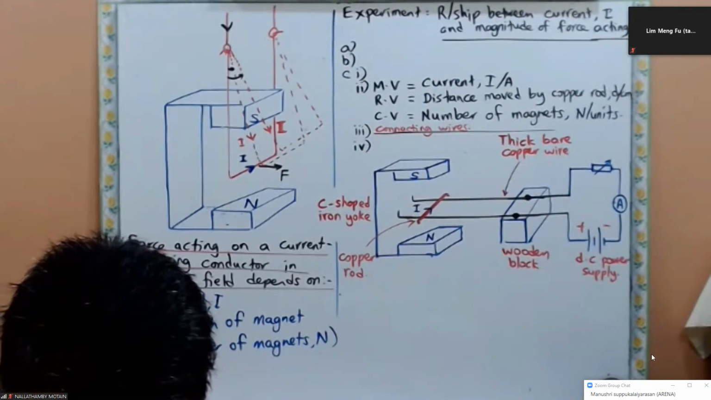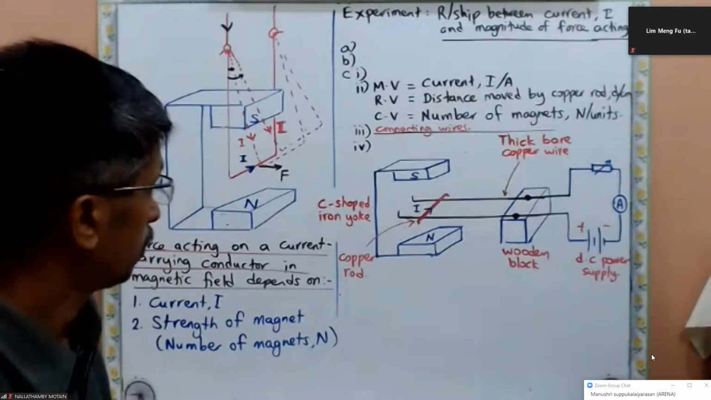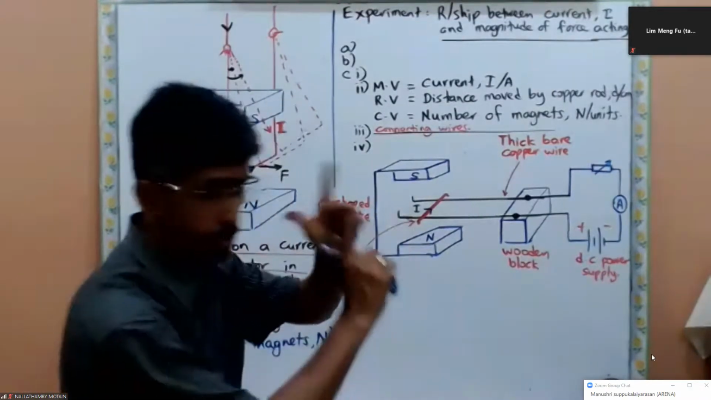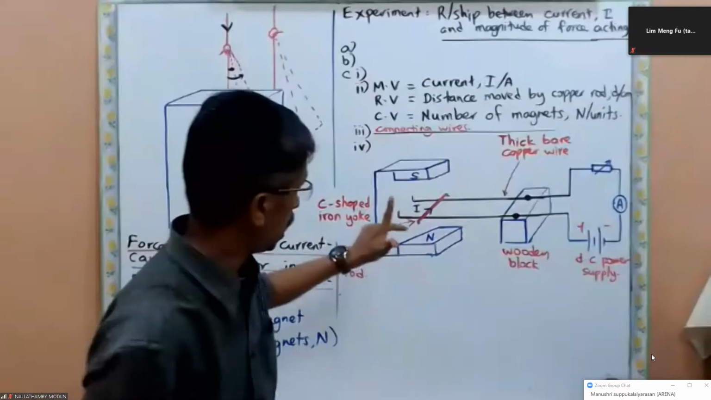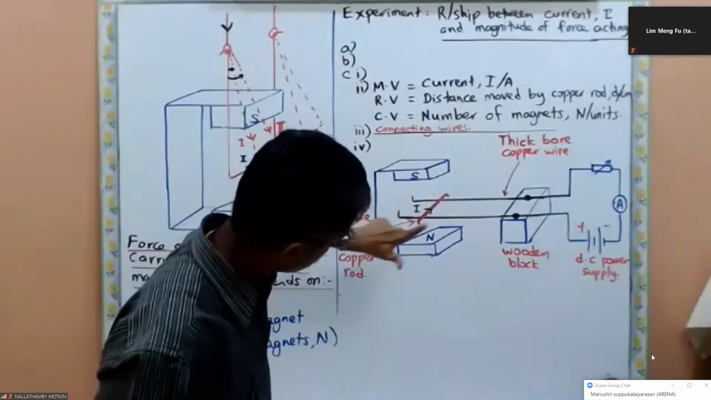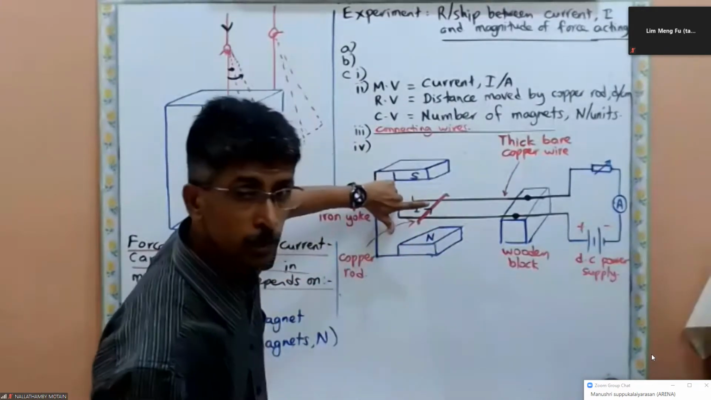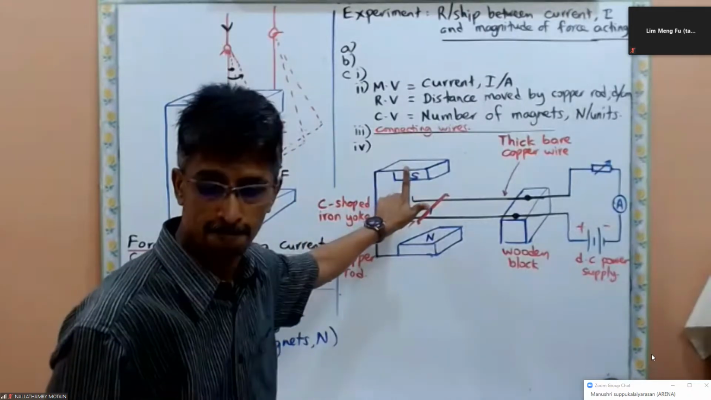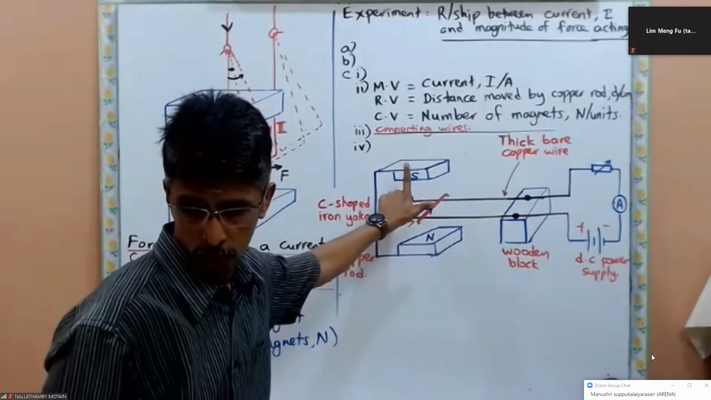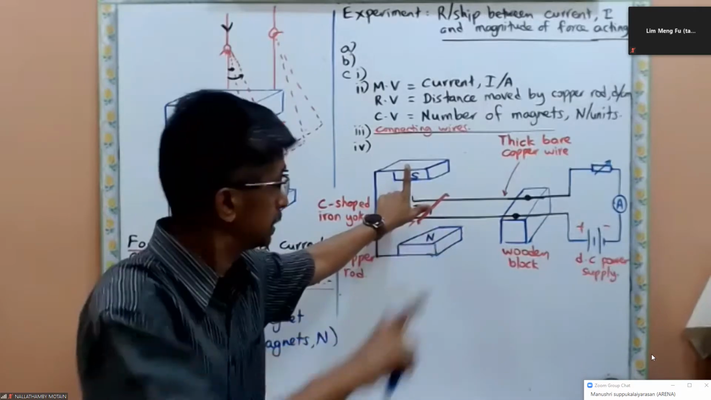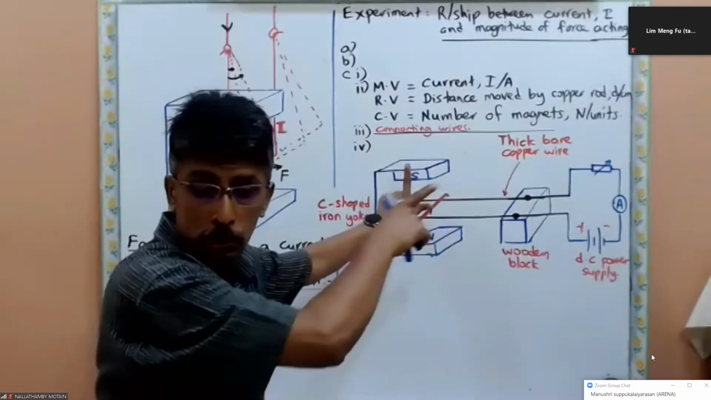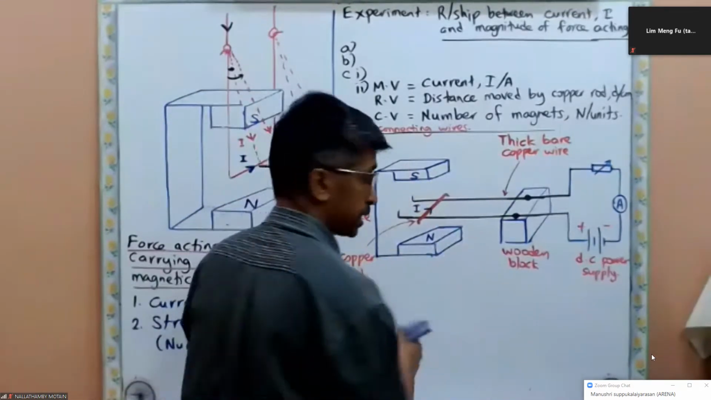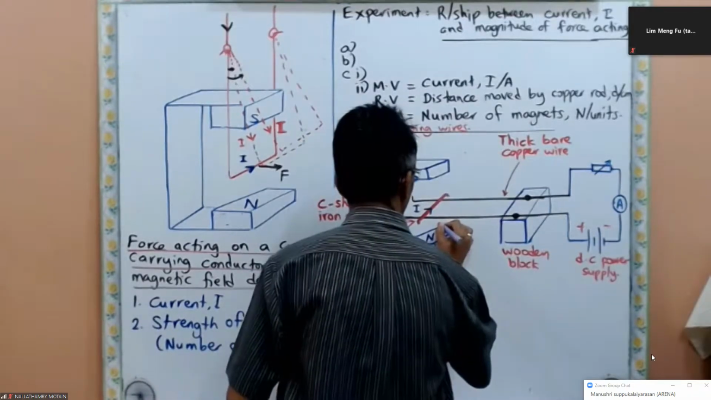Answer? Move to the right. Yes, right. Okay, let's check. Current is going in, from here in, not to south. Your thumb points where? To the right. So this conductor will move to the right.